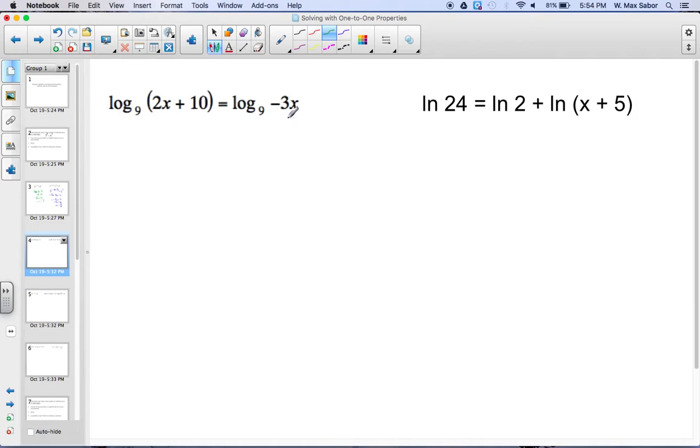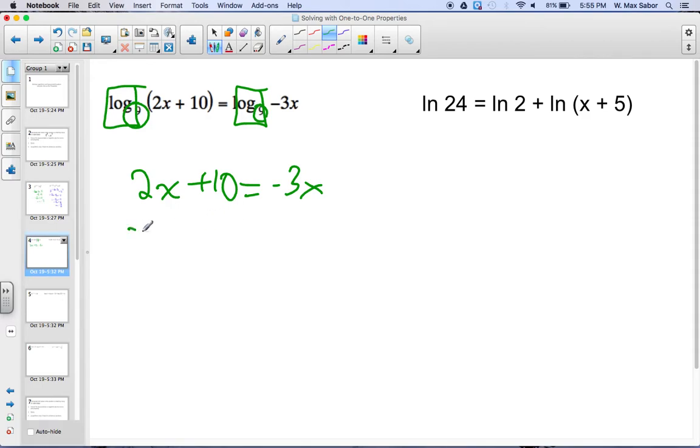Here we can use the one-to-one property because these are logs with the same base. As long as they're logs with the same base, we can cancel them out by the one-to-one property and say 2x plus 10 equals negative 3x. Subtract 2x from both sides. And x equals negative 2.